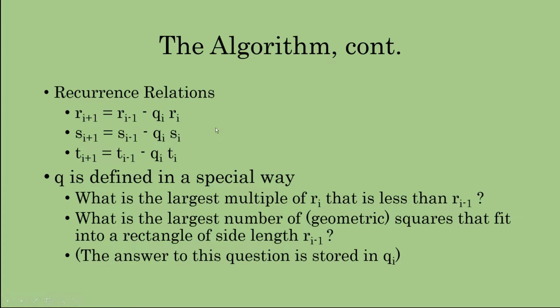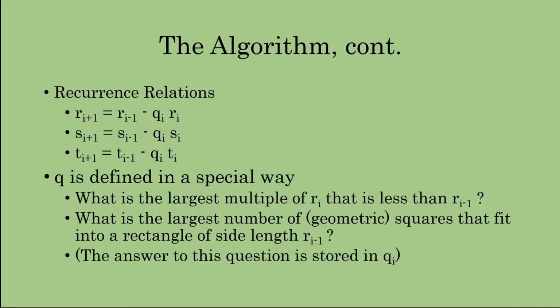As you can see with my cursor here, the right-hand side of the first recurrence relation is basically R sub I minus 1 minus Q sub I R sub I. So Q sub I is this coefficient. Another way of viewing it is to ask, what is the largest number of geometric squares that fit into a rectangle of side length R sub I minus 1?